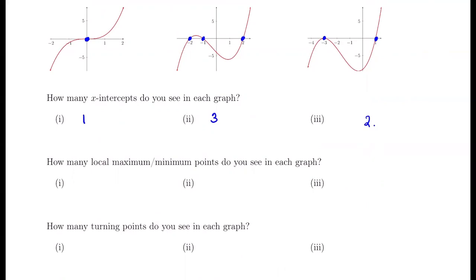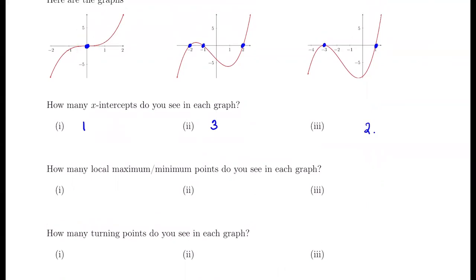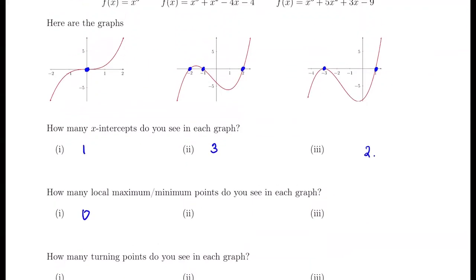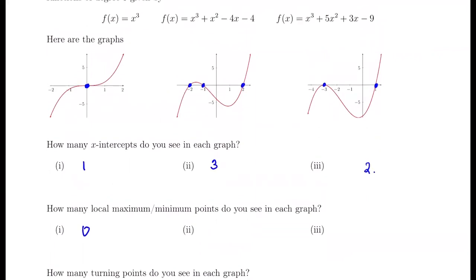Now, here's the thing. For the first graph, this point over here is not a maximum or minimum because technically the graph will keep on going without any peaks or valleys at all. So this point or anywhere in this cubic function won't have any local maximums or minimums. So that means we have 0. So for the second one, let's have a look at the graph.